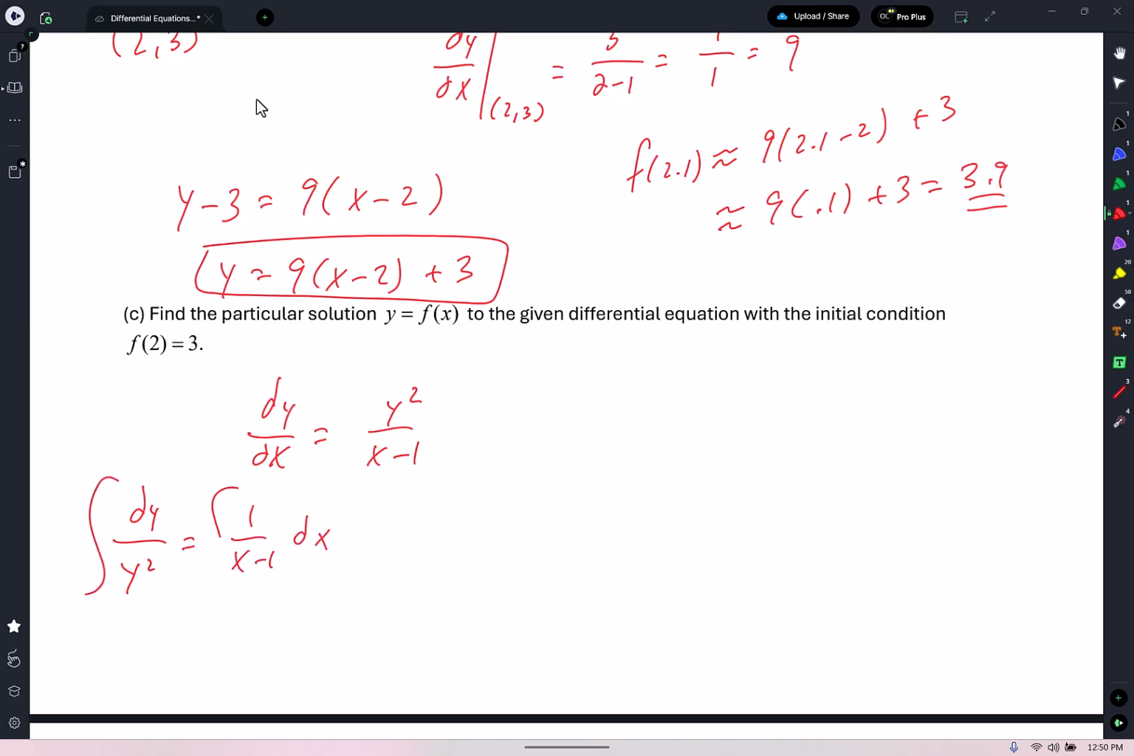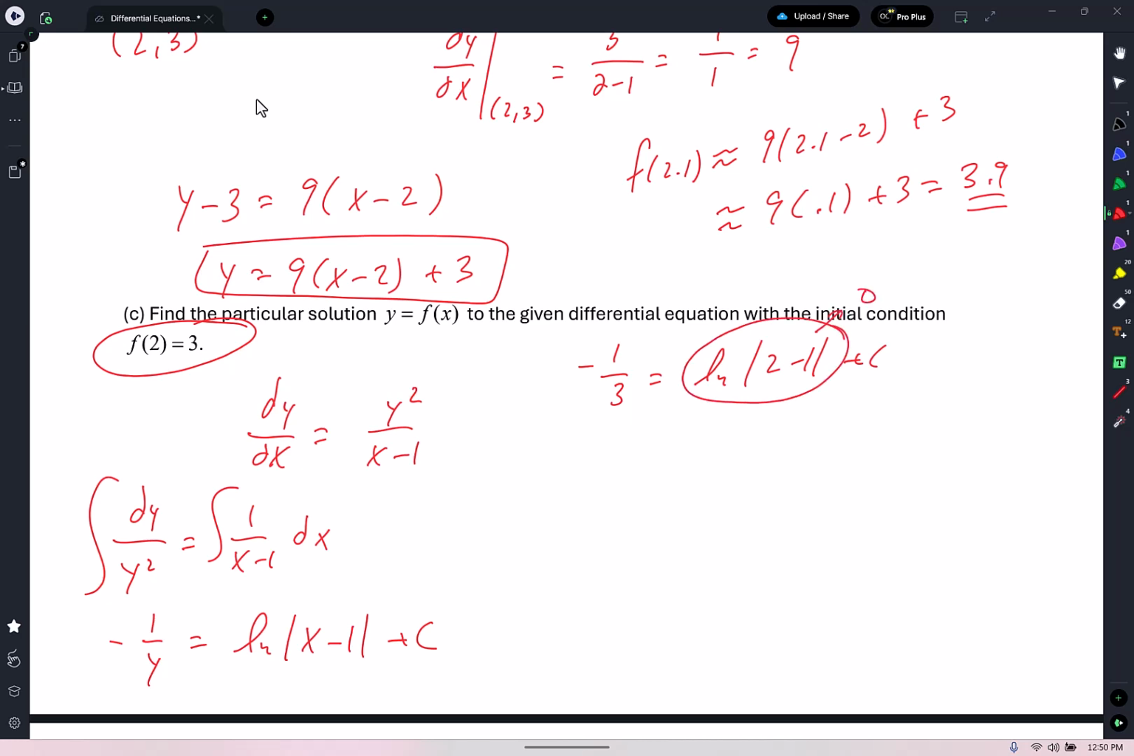And then integrate. So this guy's going to be negative 1 over y equals ln absolute value of x minus 1 plus c. And then this is probably a good place to figure out this one. So I'm going to come back and I'm going to go negative 1/3 equals ln absolute value 2 minus 1 plus c. This turns into ln of 1, which is just 0. So c is negative 1/3.